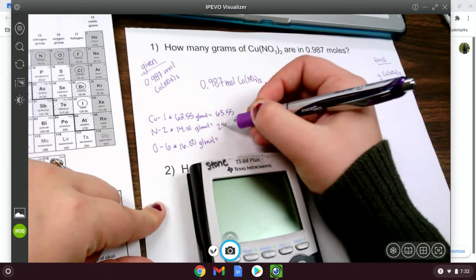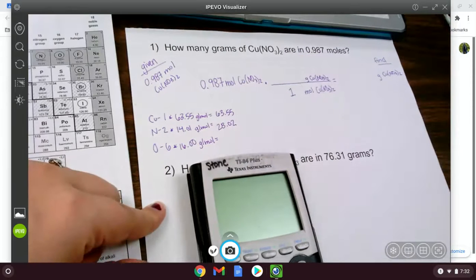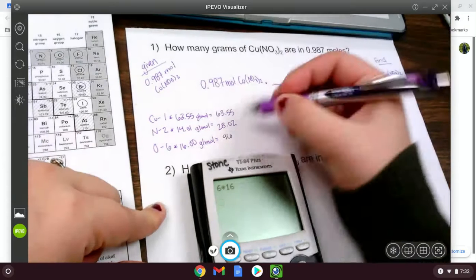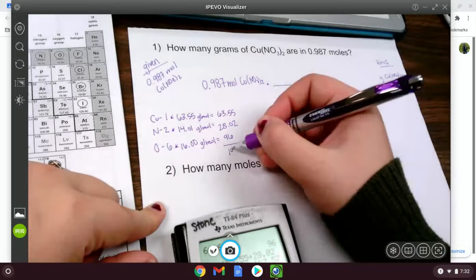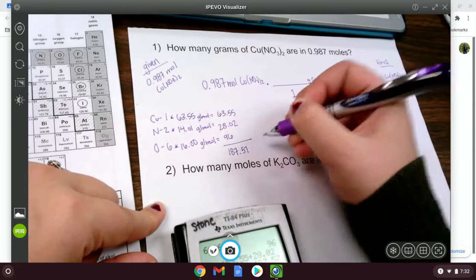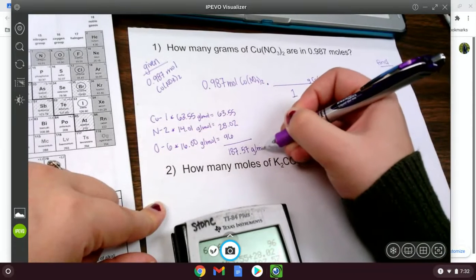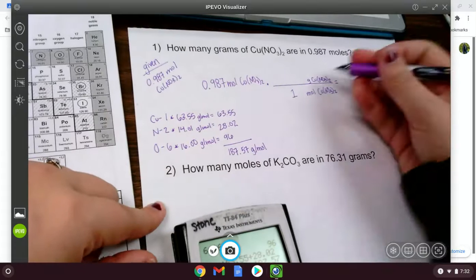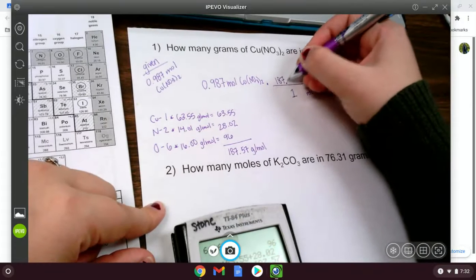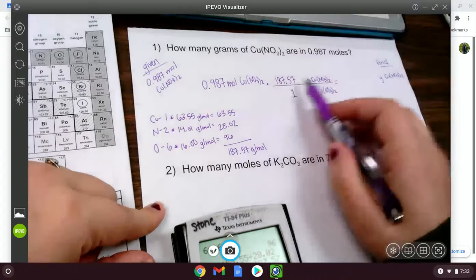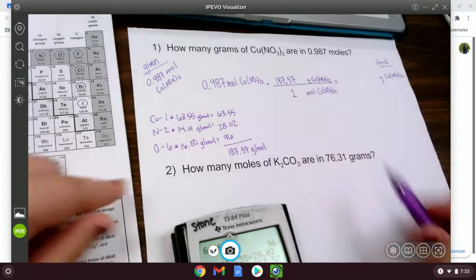63.55, 28.02, and it's early, so 6 times 16, 96. I'm going to add these all together. And I got 187.57 grams per mole. So I'm going to plug in my 187.57 grams for every 1 mole of my copper 2 nitrate.